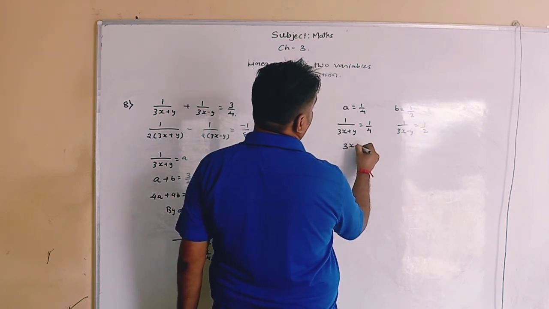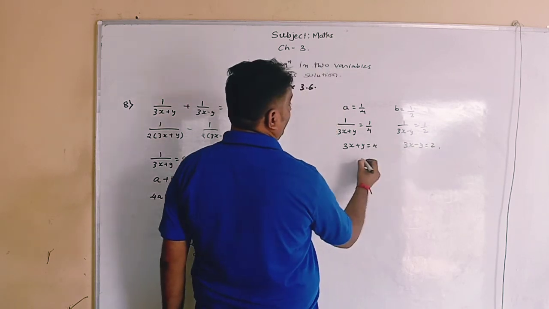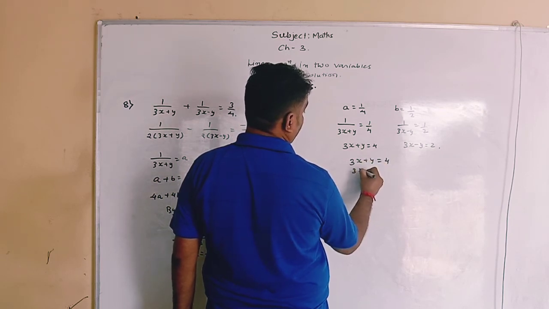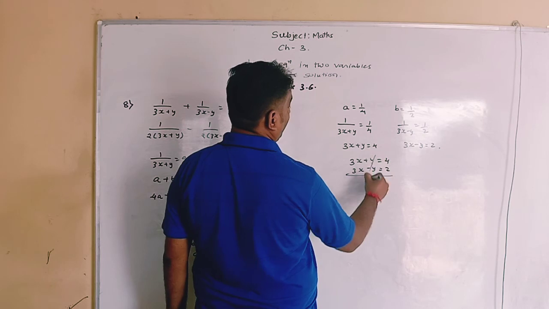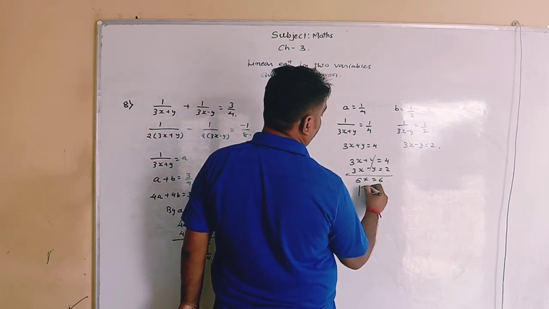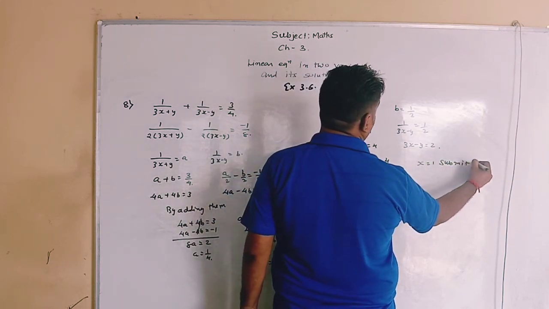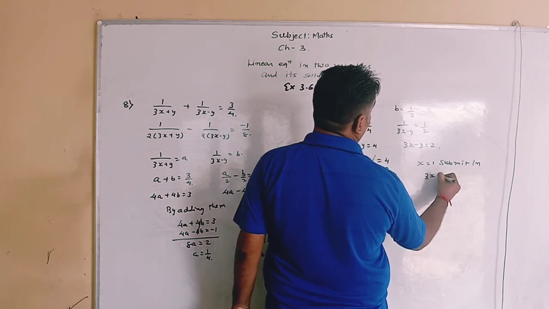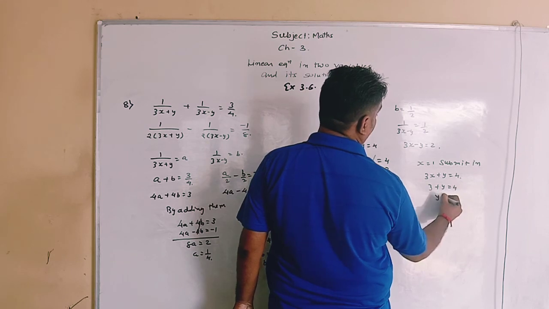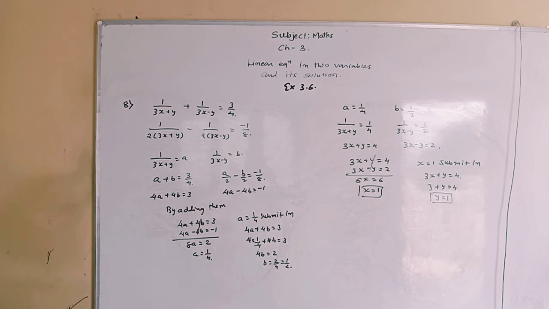So 3x plus y equals 4, 3x minus y equals 2. Again we eliminate, and for that we add, so 6x equals 6, so x equals 1. Substituting x equals 1 in 3x plus y equals 4, so 3 plus y equals 4, so y equals 1. And so we have the answer x equals 1, y equals 1.